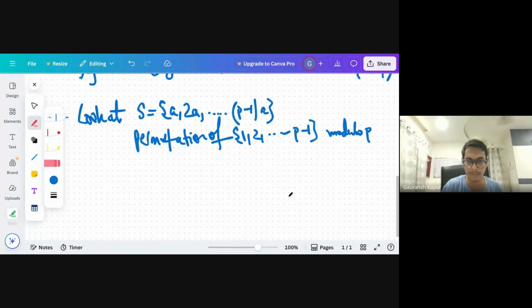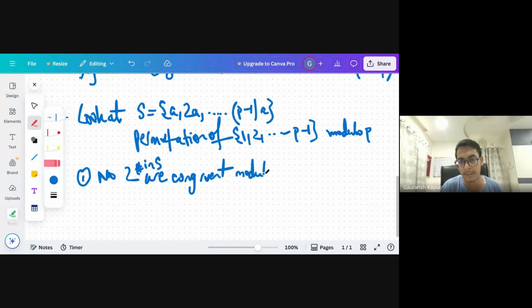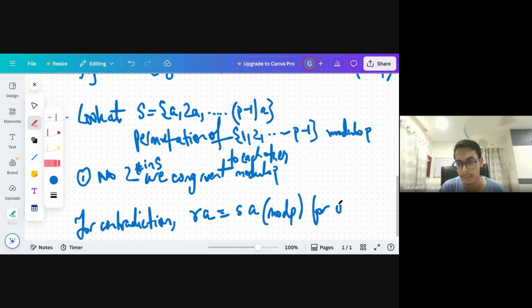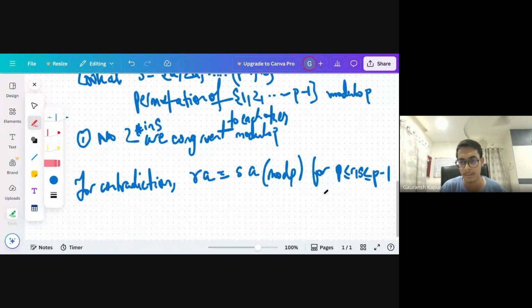So let's try to prove this. There are two steps. The first step we show is that no two of these numbers have the same remainder mod P. So we show that no two numbers in S are congruent modulo p to each other. Okay, so for contradiction, let's assume that two elements of S are in fact congruent to each other mod p. So what this would mean is, let's say R times A is congruent to S times A mod p for some integers R and S in the range 1 to p minus 1 with R not equal to S.